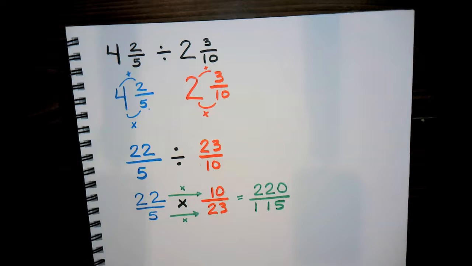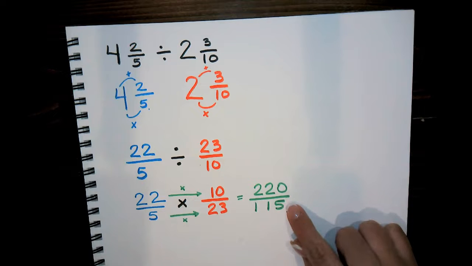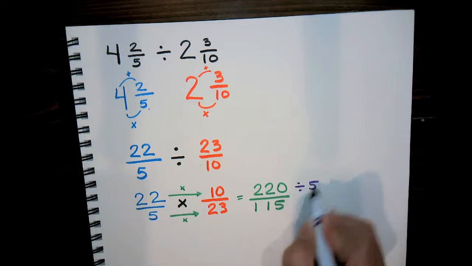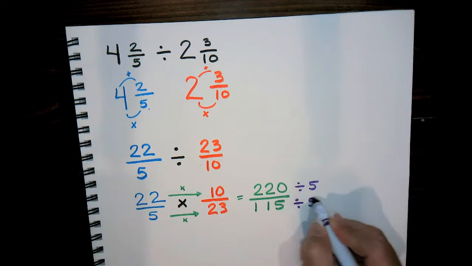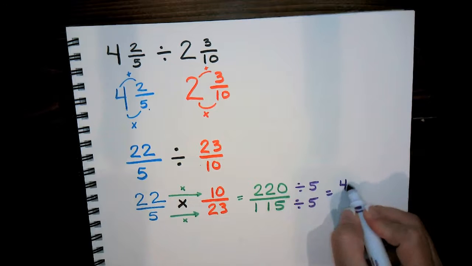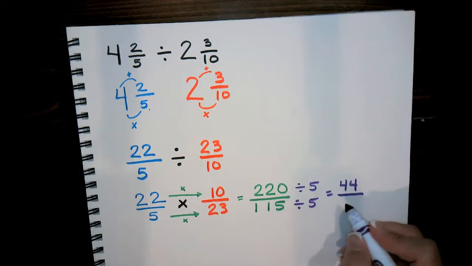Now we need to look at writing this in simplest form. I see that of these two numbers, one ends in a 0 and one ends in a 5. That means they can be divided by 5. So what I'm going to do is divide the top by 5 and divide the bottom by 5. So 220 divided by 5 gives me 44. Use your calculator if you need to do that calculation. And 115 divided by 5 will give me 23.